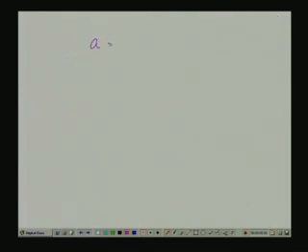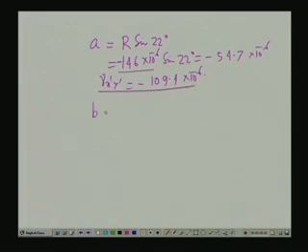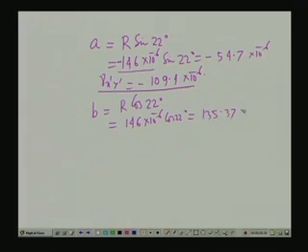Now, A is equal to r sin 22 degree, which is equal to 146 into 10 to the power minus 6 into sin 22 degree, and this gives us a value of minus 54.7 into 10 to the power minus 6. I am writing this as a minus because it is in the negative direction. So, gamma x dash y dash, in fact the shearing strain, is twice of this. So, minus 109.4 into 10 to the power minus 6 is the shearing strain. Now, the distance B is equal to r cos 22 degrees, which is equal to 146 into 10 to the power minus 6 cosine 22 degree, and this is equal to 135.37 into 10 to the power minus 6.